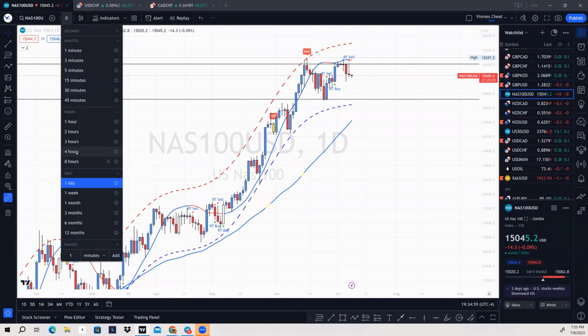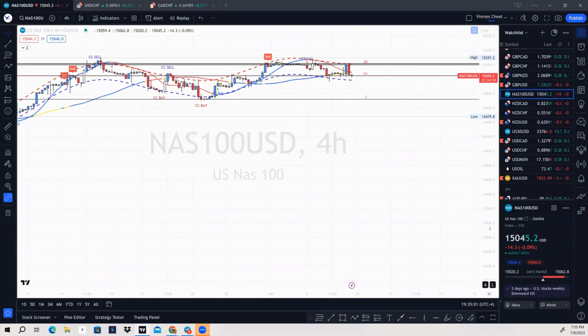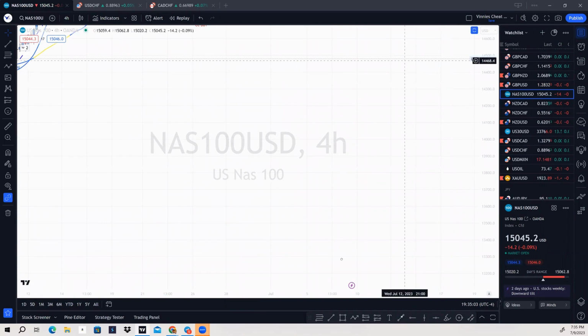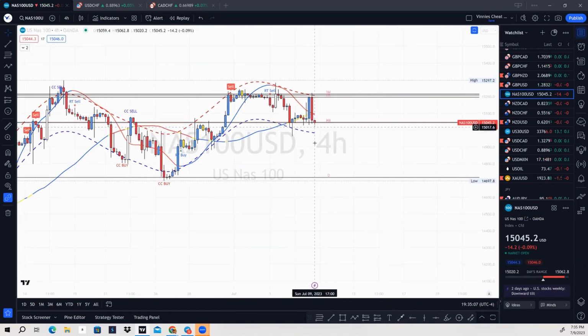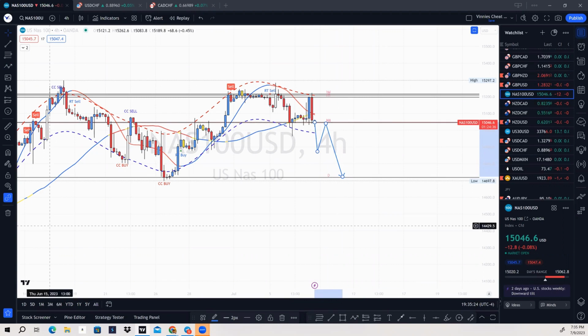Let's go down to the 4-hour time frame. Again, we have some bearish price action. Actually looking for price to break this 4-hour support. Once it breaks it, you can expect something like this to happen. Break, pull back, go lower. So that's my expectation on Nas 100 for price to go lower.